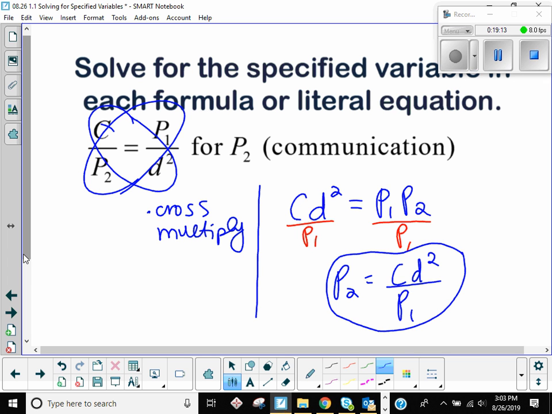That's it. Like, we're done. We got P2 all by itself. Oh, this goes with homework number 41. Okay, good. Not so bad, right? Getting the hang of it? They're really not that bad once you get the gist of it.